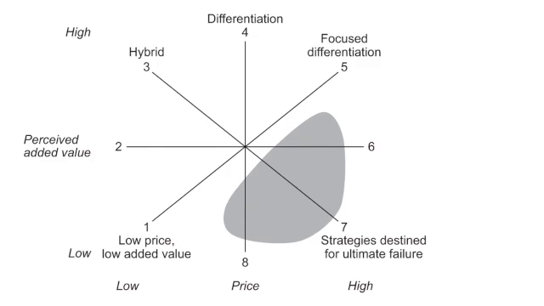So the clock is divided into 8 segments, each representing a different strategic position that a business can take based on its price and perceived value. The segments are divided into 2 categories, those that have high perceived value and those that offer low perceived value.